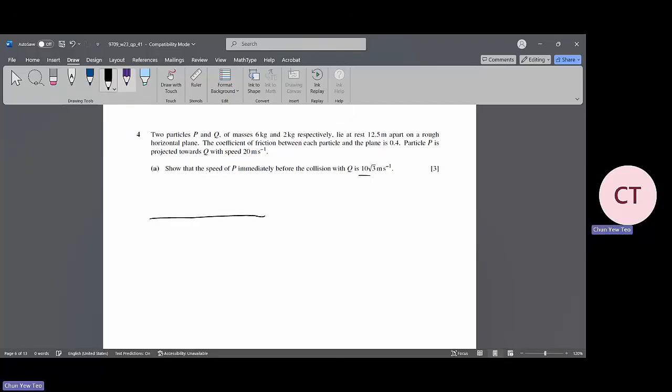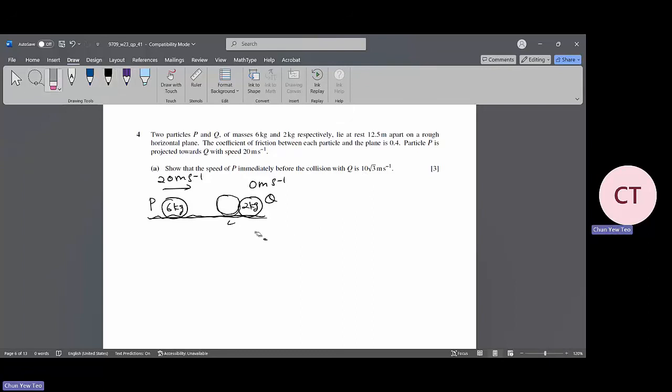So over here, we have a particle P and a particle Q. The particle Q is at rest. P is projected with a speed of 20 meter per second. This one is 6 kg. This one is 2 kg. And the surface is rough. So we want to know, when P reaches over here, what is the V? And we need to show that V is 10√3.